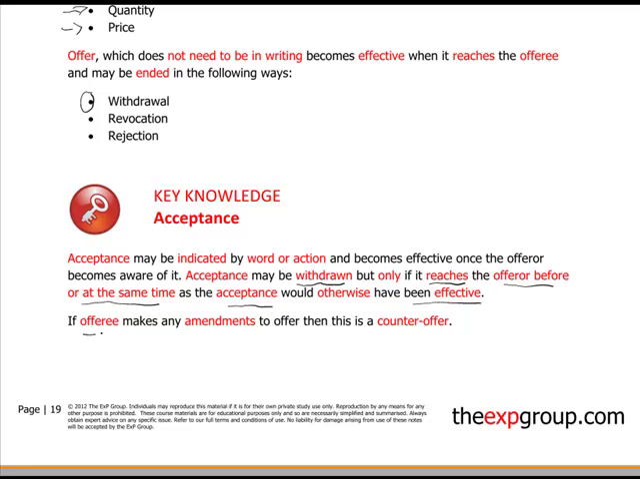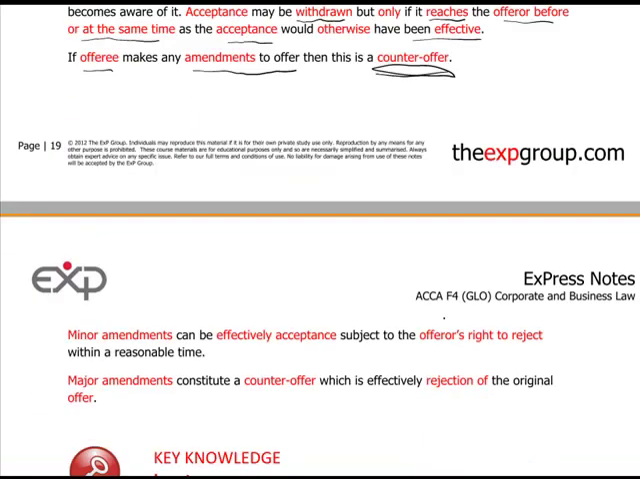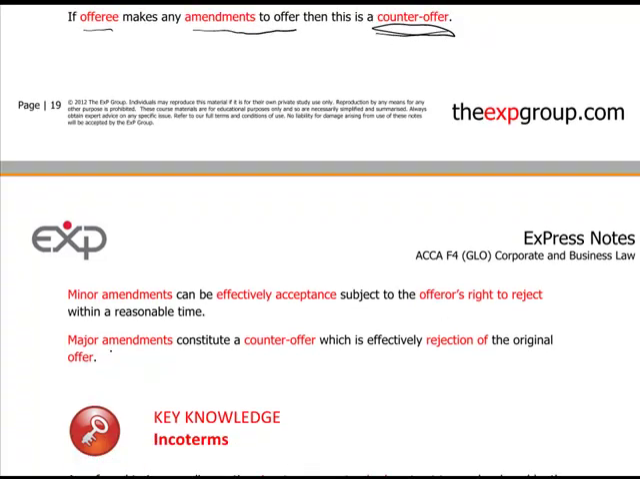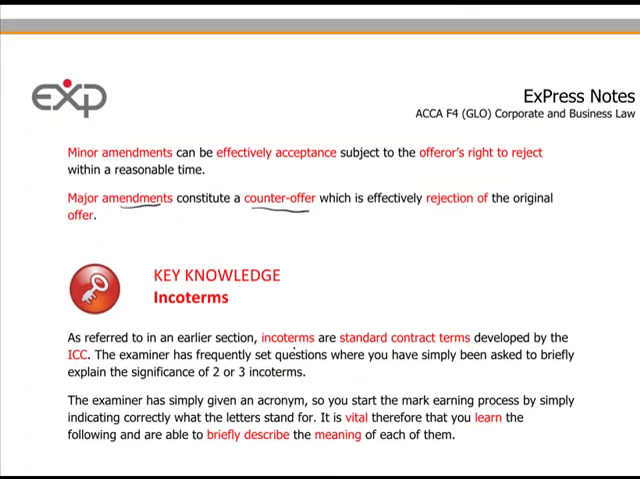If an offeree, the person who's been offered, makes an amendment to the original offer, this is known as a counter offer, and this again can form an important part of a question, particularly a scenario-based question. Minor amendments can effectively still be treated as acceptance, subject to the offeror's right to reject within a reasonable time. Major amendments constitute a counter offer, so it's something to look for in exams. Is it minor or major? And again, it depends on the facts, and the examiner will try and make it fairly obvious.